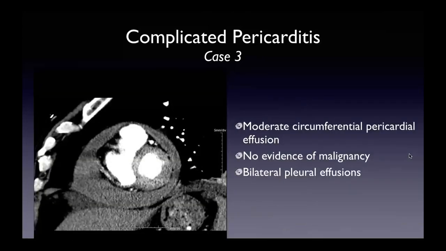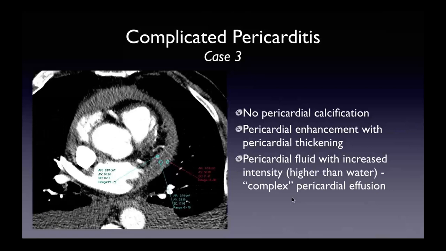And the patient had a gated cardiac CT that showed a moderate circumferential pericardial effusion, no evidence of malignancy, bilateral pleural effusions. You see the pericardial effusion around here. And there was actually no evidence for pericardial calcification, but there was a thickening of the pericardium with enhancement of the pericardium. The patient had very mildly elevated biomarkers for inflammation, ESR and CRP. And the pericardial fluid showed increased intensity, signal higher than water, and met criteria for a quote unquote complex pericardial effusion.